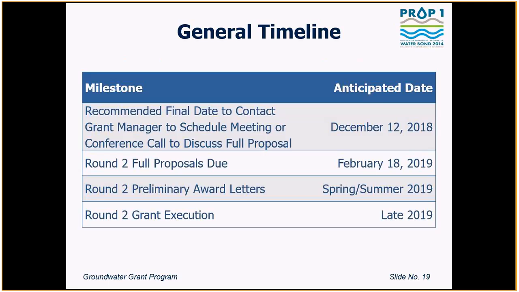Here's a general timeline going forward for the round 2 proposals. If you have any questions or request a meeting with us to go over your full proposal, you need to do that by December 12th. As you know, the full proposal due date is February 18th of 2019. After that, we will score the proposals and send out award letters probably late spring or early summer of 2019. After that, we will work on finalizing the grant agreement, and we expect to have the grant agreements executed by late next year.